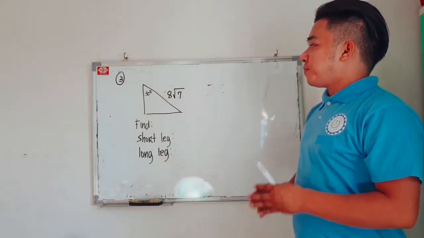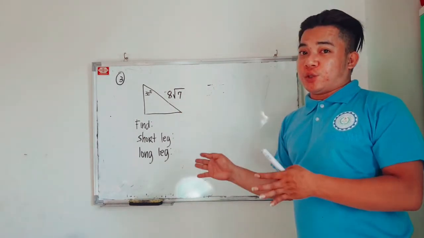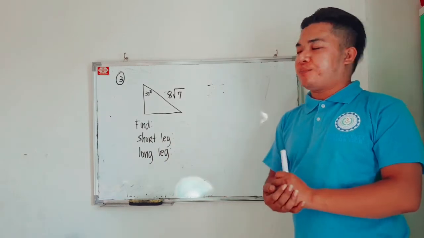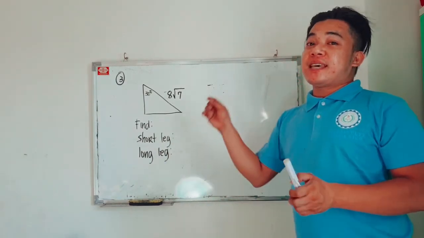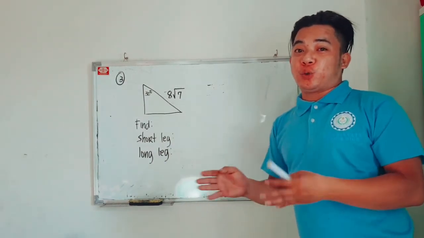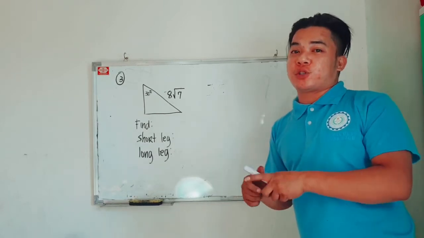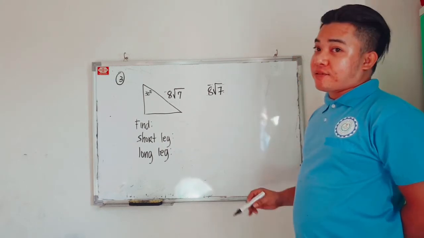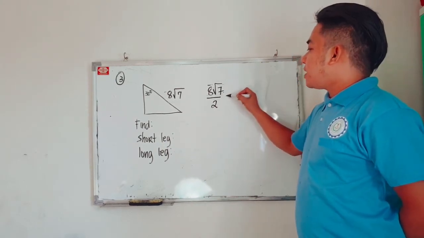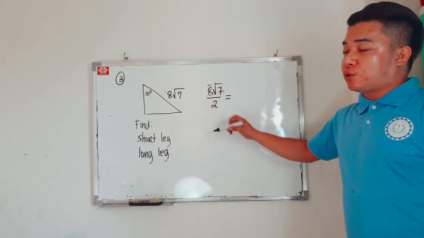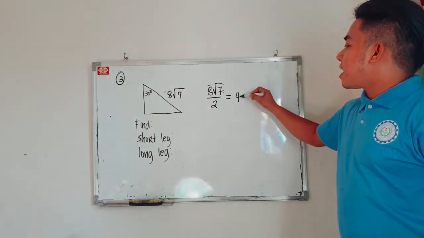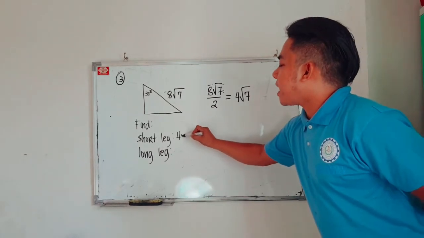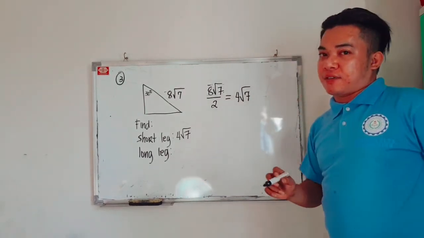Example number 3. The given is the hypotenuse, and we are asked to find the short leg and the long leg. To find the short leg, given the hypotenuse, all we have to do is to divide the hypotenuse by 2. So we have 8 square root of 7 divided by 2, which is simply 8 divided by 2 is equal to 4, and just copy square root of 7. So the short leg is 4 square root of 7.